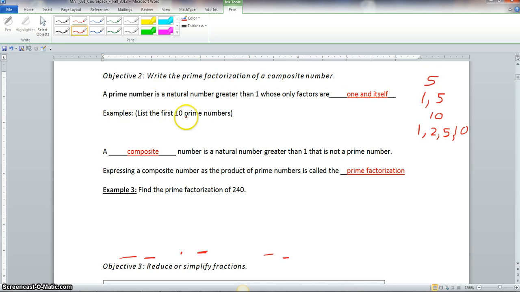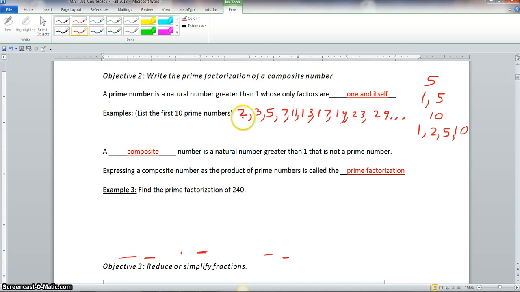Now we go here and start listing our prime numbers. Remember, 1 is not a prime number because a prime must be greater than 1. So our first prime number is 2, then 3, then we already know that 5 is one. Then we have 7, 11, 13, 17, 19, 23, and 29. Let me see, 1, 2, 3, 4, 5, 6, 7, 8, 9, 10. So these are your first 10 prime numbers, but the prime numbers go on forever.